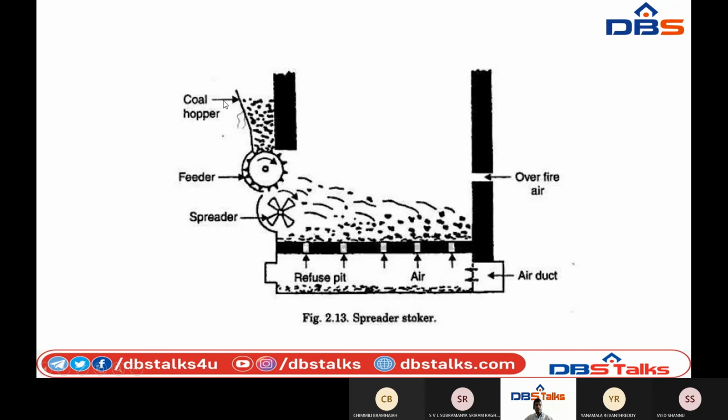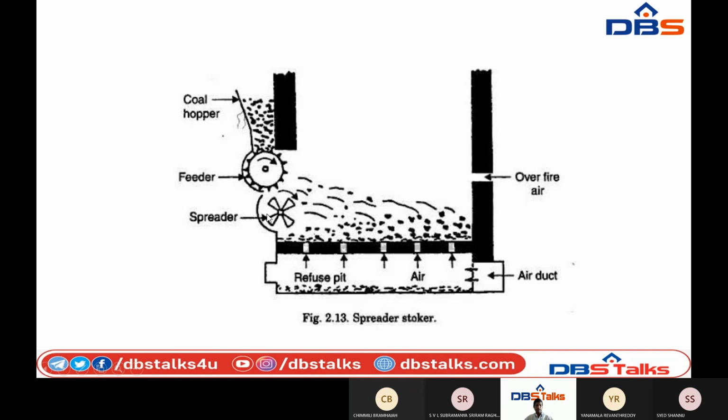Here I am showing from where we are supplying the coal into a spreader stoker. First of all, we are admitting the coal from the coal hopper onto the rotating wheel, which is nothing but the feeder. It is a rotating wheel feeding the coal into the furnace or grate.